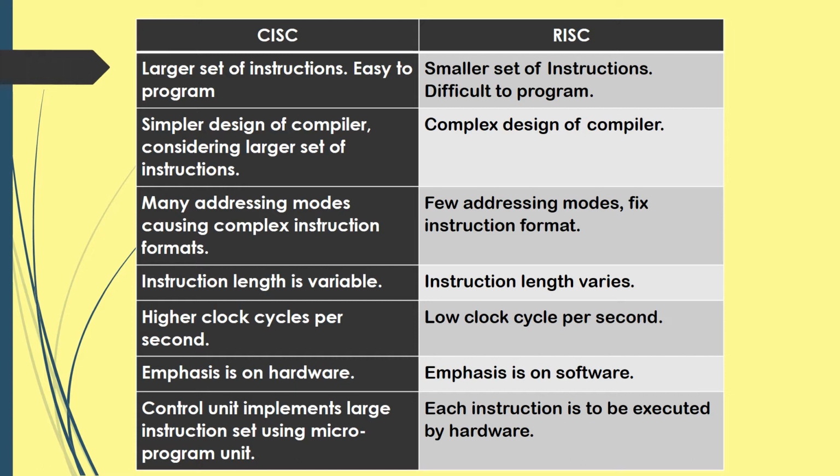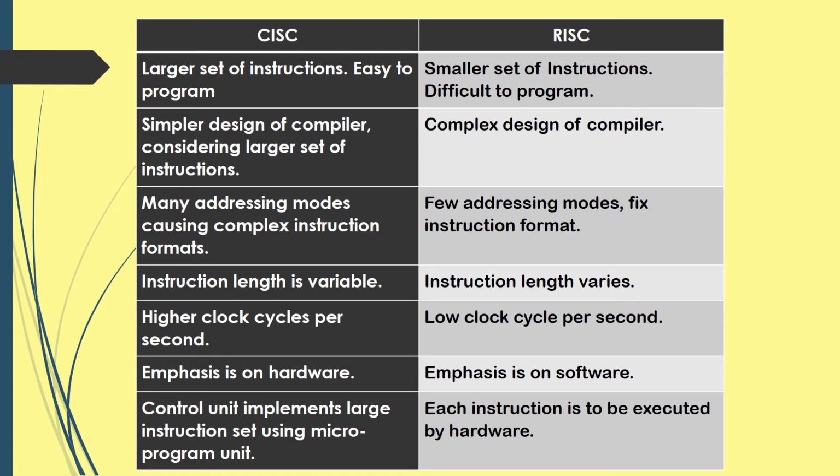In case of CISC, instruction length is variable. In case of RISC, instruction length is fixed. In case of CISC, higher clock cycles per instruction. In case of RISC, lower clock cycles per instruction, single clock most of the time. In case of CISC, emphasis on hardware; in RISC, it is on software. In case of CISC, the control unit implements a large instruction set using a microprogram unit. In case of RISC, each instruction is executed by the hardware. So these are some of the facts as far as architecture is concerned. CISC and RISC architecture, from a microcontroller point of view, play a very important role.